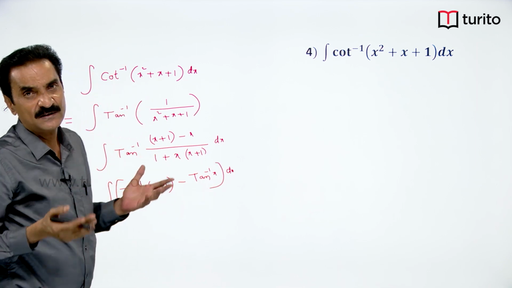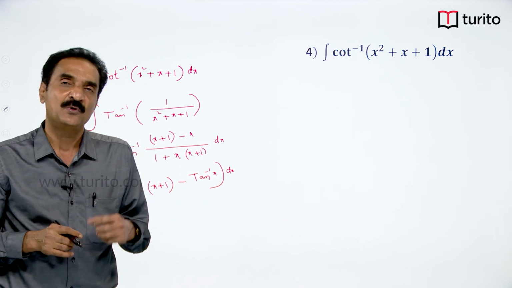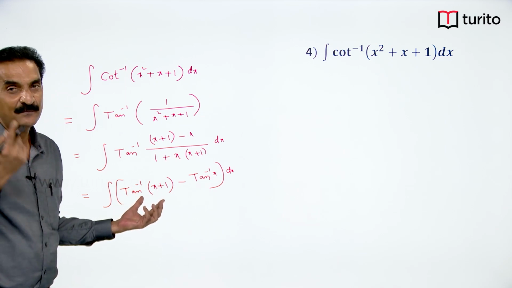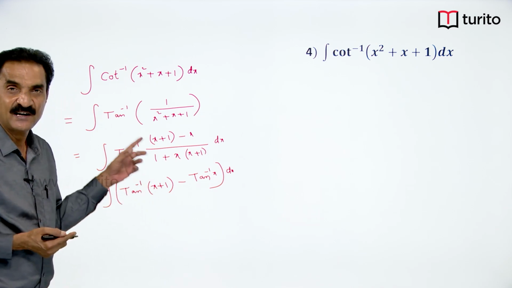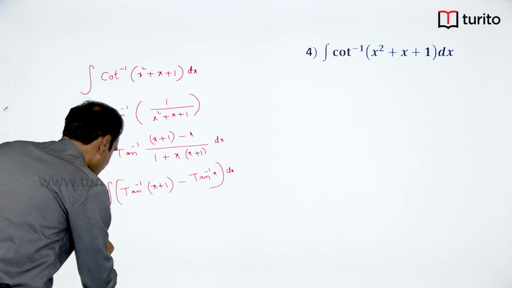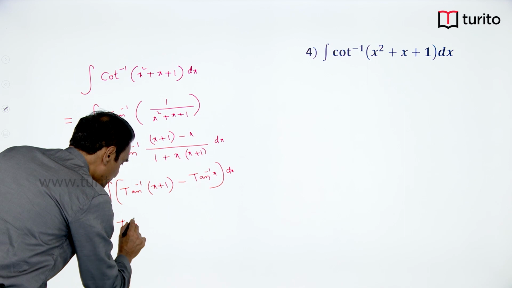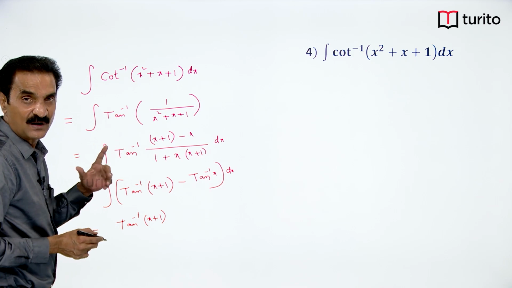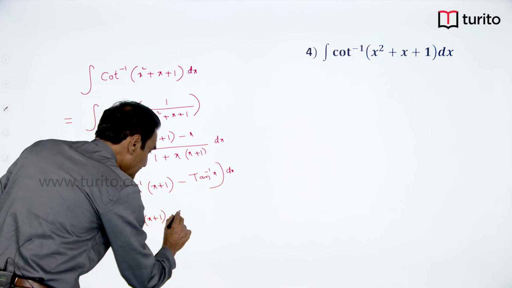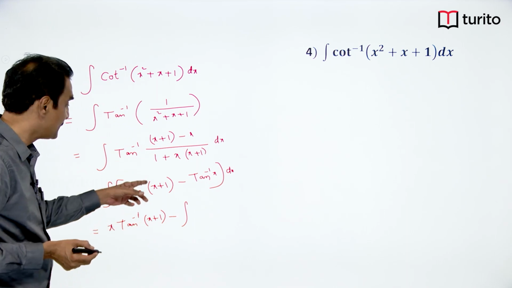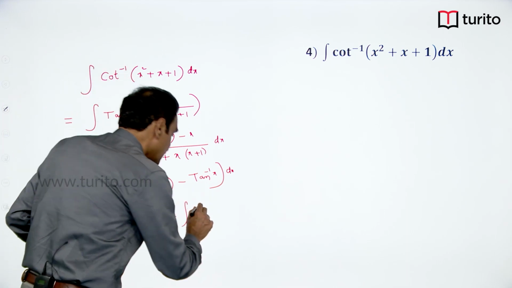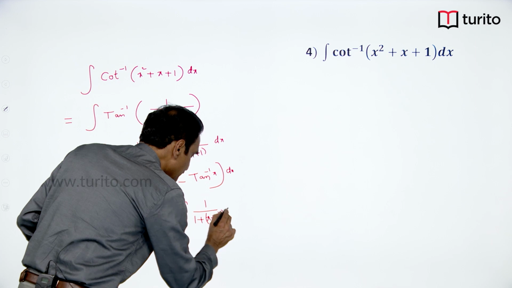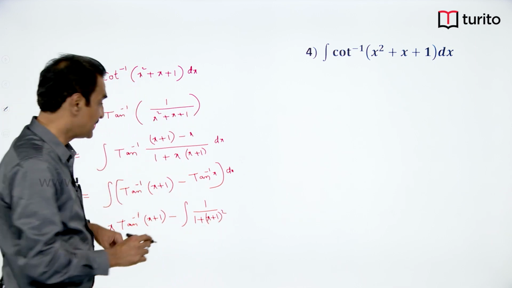And we do not have direct formula for integral of tan inverse x. We have to find it by parts. While integrating it by parts, we have to take second function as 1. This is first function, second function is 1. So, first function into integral of the second is tan inverse of x plus 1 into integral of second function 1 is x, minus integral derivative of the first function, derivative of tan inverse x plus 1 is 1 by 1 plus (x plus 1) whole square into integral of the second function is x dx.